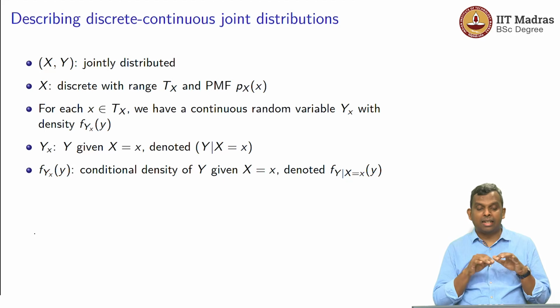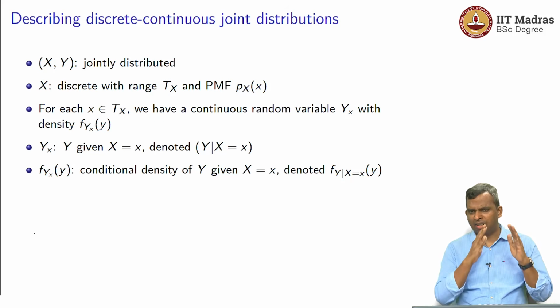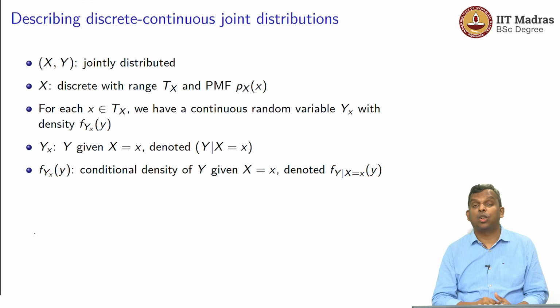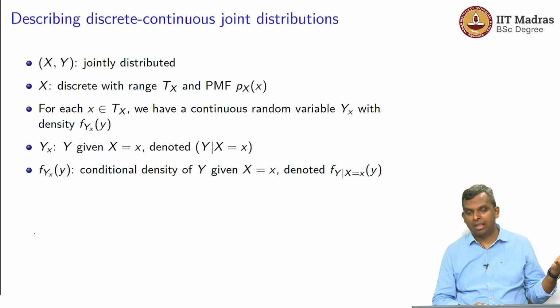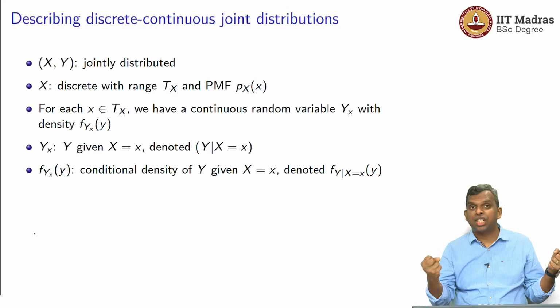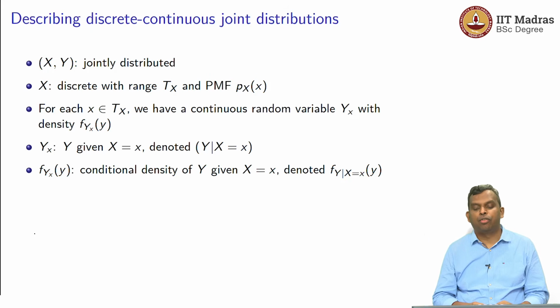Now, this density that we had, right? Given that capital X became small x, we had one of these densities. That density also we will denote like this: f of Y given X equals x, of y. Okay, so that's the density. Remember X has a PMF P_X, and then Y, for every value of X given X equals small x, has a conditional density f of Y given X equals x. So this is a conditional density. Given X equals x, this is the density for Y.